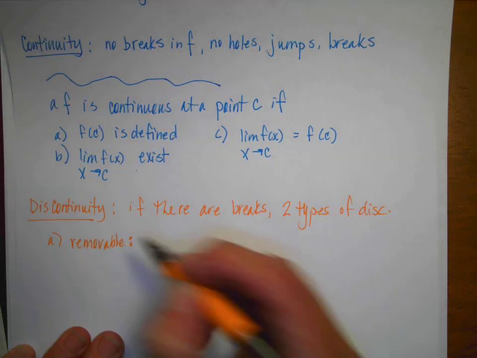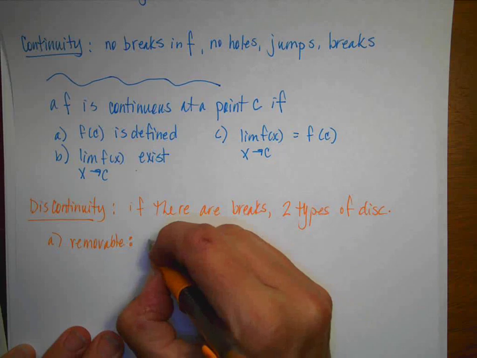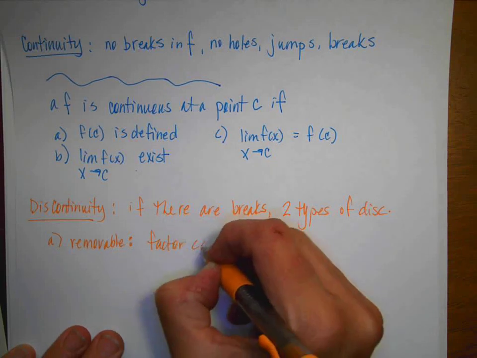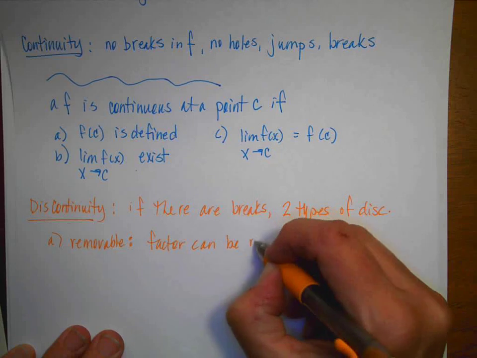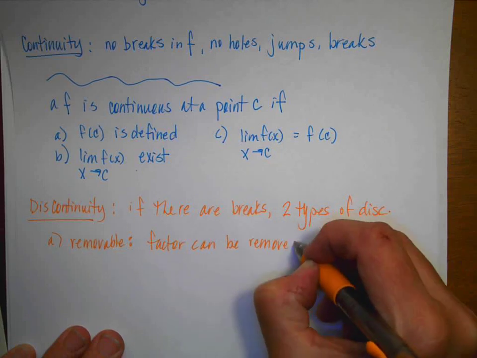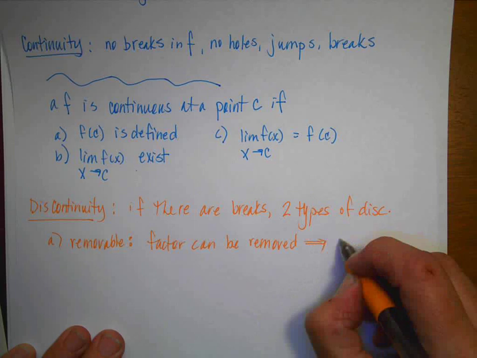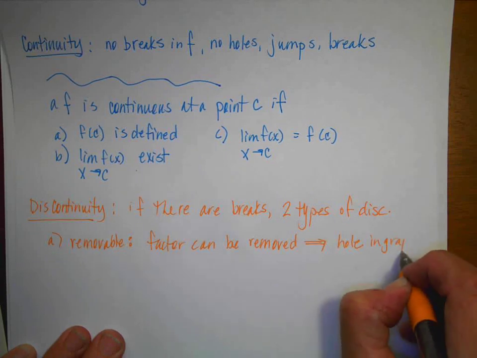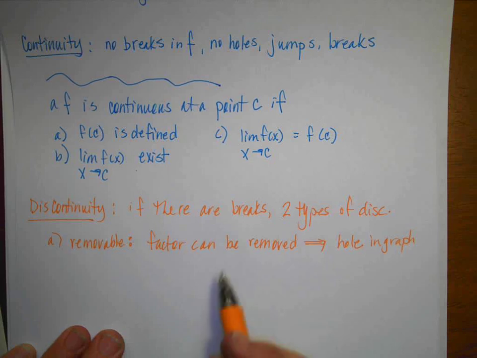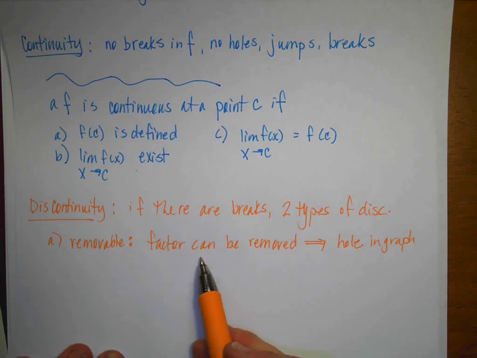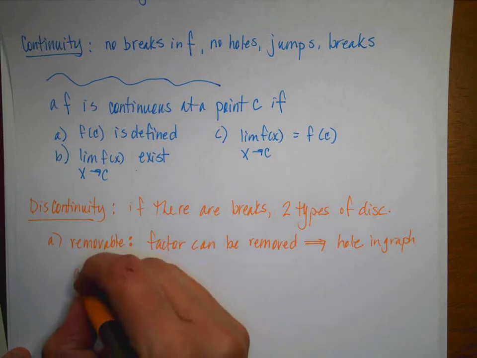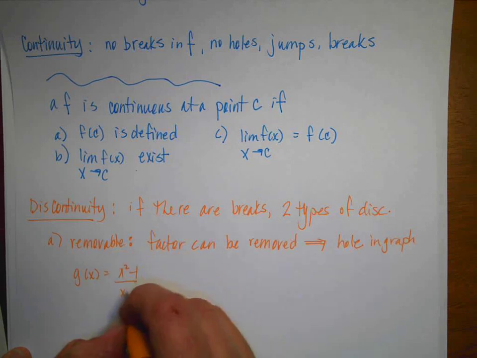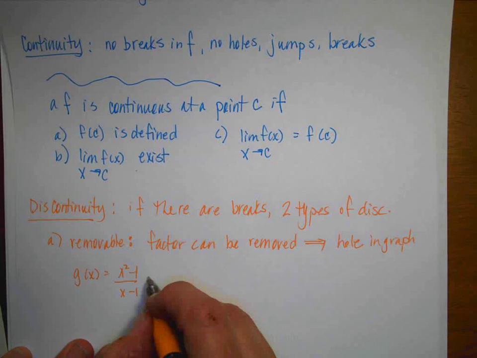And we've talked about this in previous math courses, but it basically means that a factor can be removed, and when it's removed, it creates a hole in the graph or in the function, okay? So it means that there is a point of discontinuity, and so an example would be, let's say the function is x squared minus 1 over x minus 1.